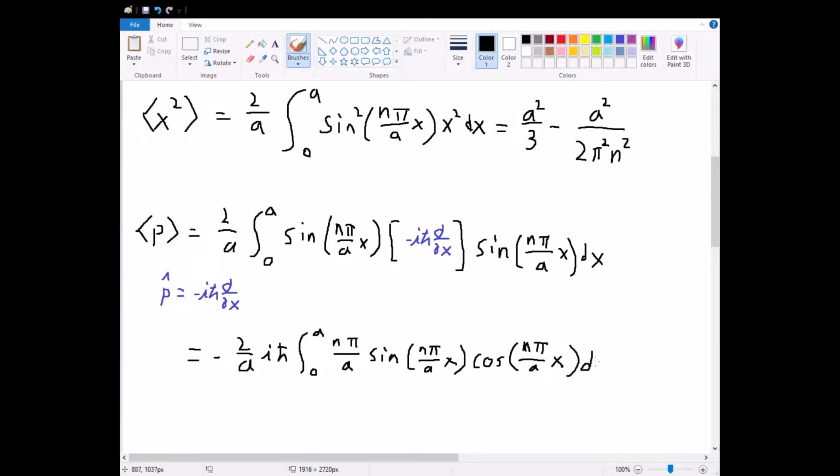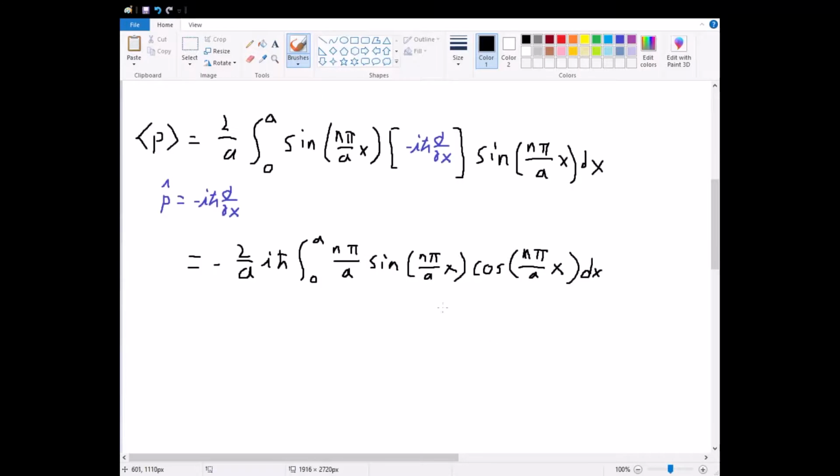If you want to solve this integral, we can just use u sub. We can set u equal to sine or cosine, either one, it doesn't matter. If we use u sub, then what we get at the end is that this integral is actually going to cancel out and equal 0.